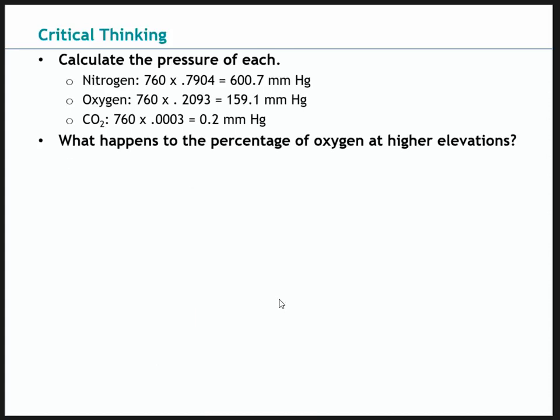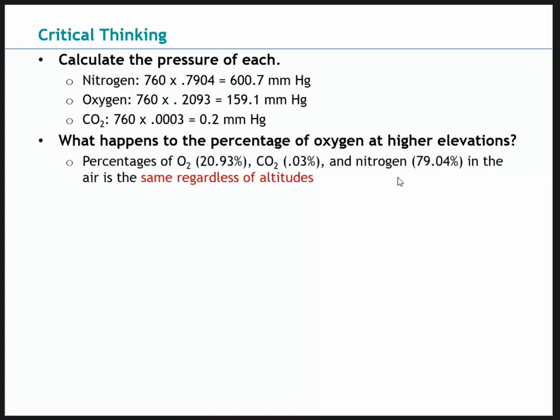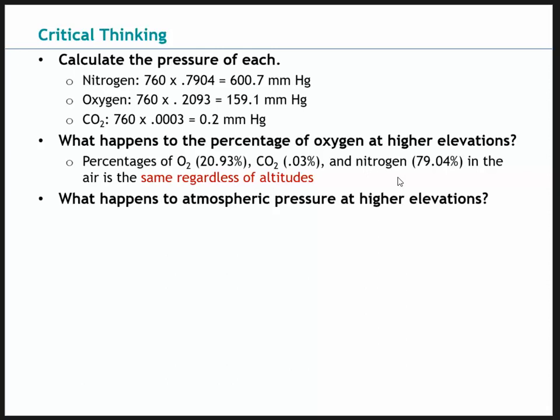Next question is what happens to each percentage as we go into higher elevations? The answer is the percentages stay the same. The total percent stays the same, but what's going to happen to the total pressure? Total pressure will decrease. So atmospheric pressure, or barometric pressure, will decrease as we go higher. Why does it decrease? The atmosphere is less dense, so the air molecules are further apart. The lower pressure makes it more difficult for oxygen to enter the vascular system.